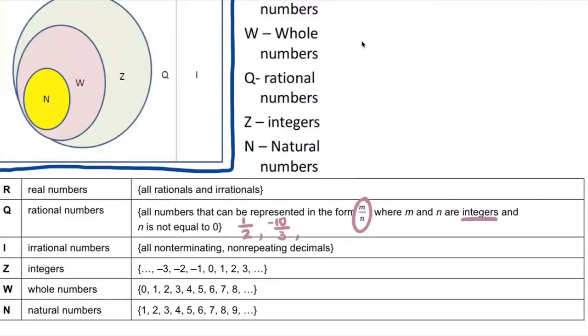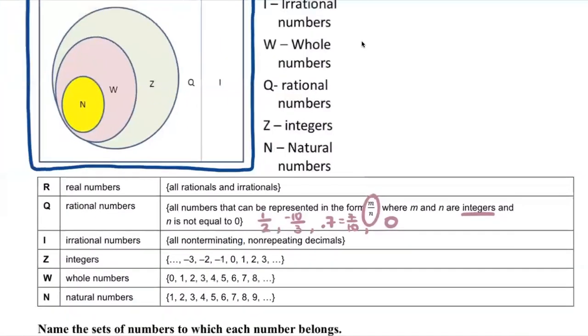Even something like 0.7 is a rational number because I can write it as 7/10. So it doesn't have to be in fraction form to be a rational number. As long as it can be written as a fraction, it's considered a rational number. Like 0 is also a rational number because I could write 0 as 0/1. That would be a fraction. So anything that can be written as a fraction is a rational number.